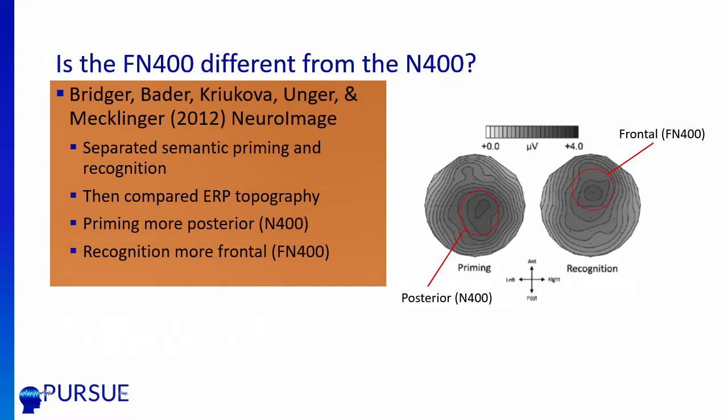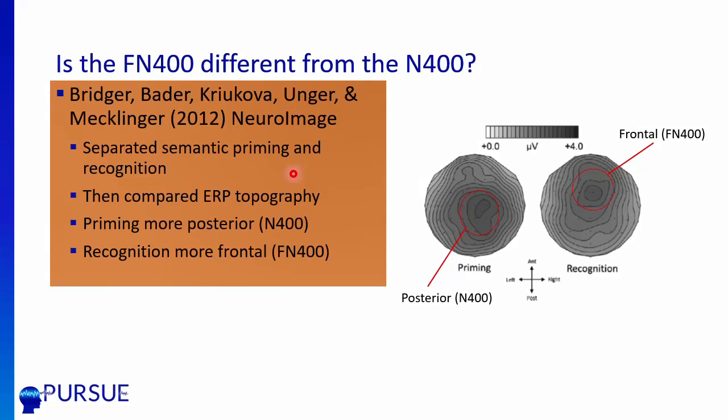Well, in this particular paper by Bridger et al., they were able to separate the two effects by separating the experimental tasks. One task was a semantic priming task that typically elicits the N400, and you see that here in the posterior N400 topography, but then they used episodic recognition, and that elicits a frontal FN400. Now these were the same people and same stimuli, so again, holding that constant and separating the two tasks suggests that these are different ERP components and related to different cognitive processes.